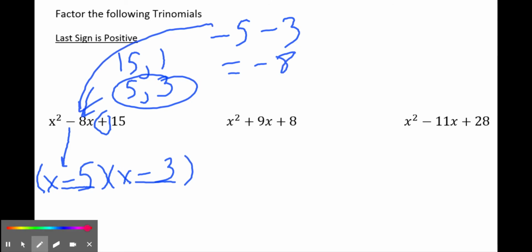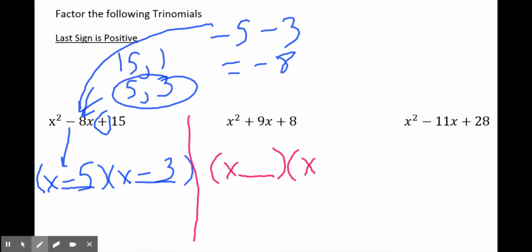All right, let's take this one. And I'm actually not going to write the list out this time. I can see that 8 times 1 gives me 8, and 8 plus 1 gives me 9. So it's 8 and 1. They both get the middle sign.